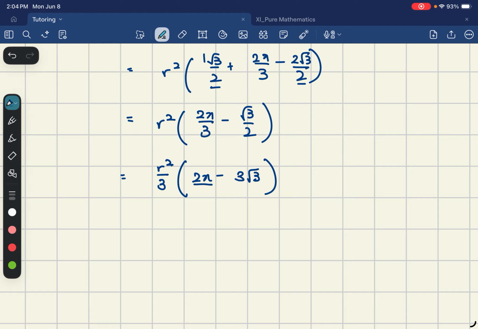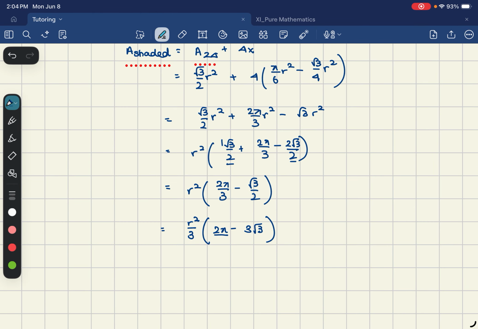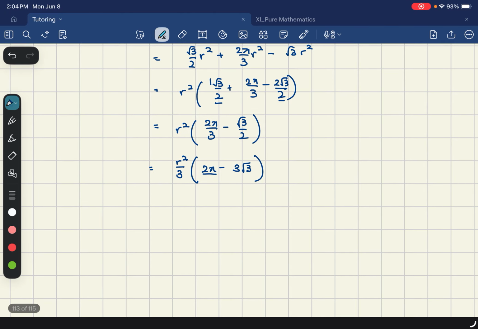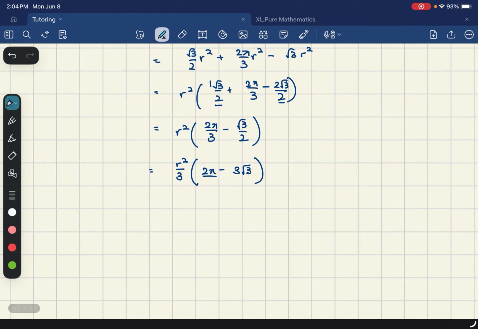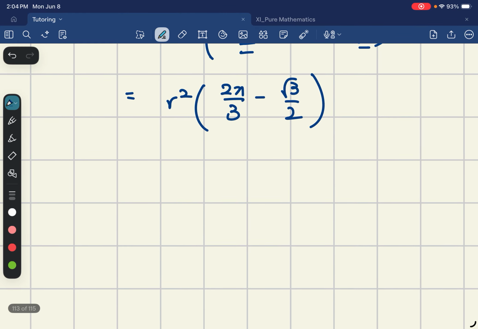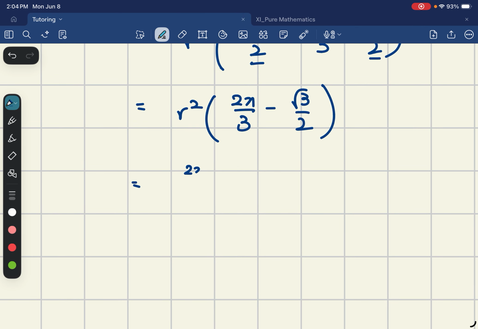Let me see. I think I made a mistake. So this one, 2 pi r squared over 3 minus root 3 r squared. All right. 2 pi r squared over 3 minus... Ooh. Okay, sorry. This is not correct. Okay, let's simplify here. And yeah, this is correct. This is correct. So this is your answer.